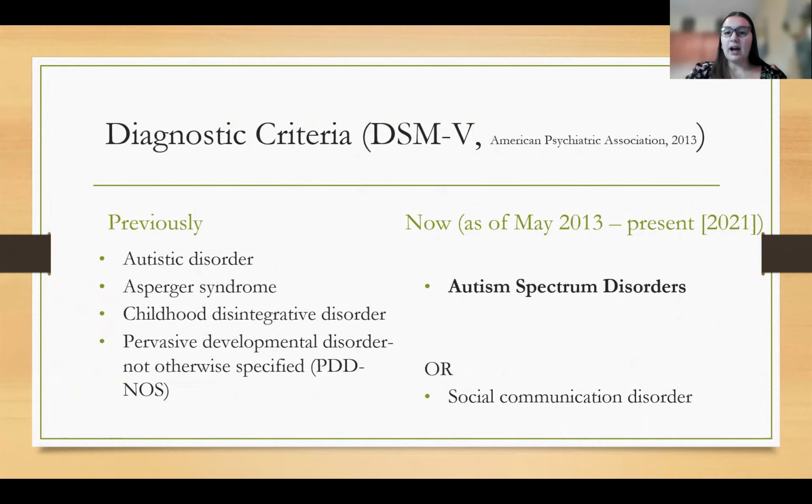Some related disorders are classified as social communication disorders, and these are very similar to autism spectrum disorders, but do not have some of the repetitive and stereotypical behaviors that we'll talk about more in the later slides.